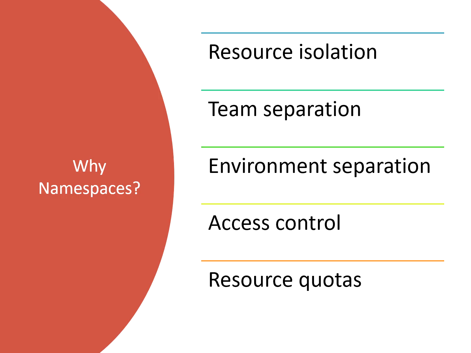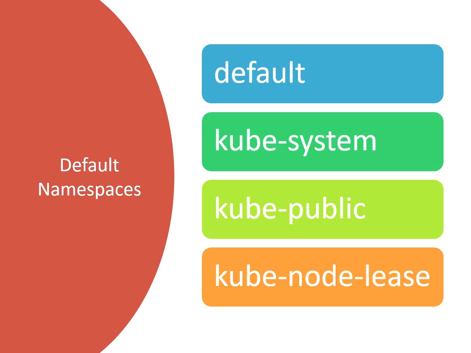So why do we need it exactly? There are five major reasons. Teams can independently work without affecting each other because they have team separation. Environment separation is there, so development, testing, production can be separated. Access control, RBAC can be introduced. So security wise, it is beneficial. And resource quotas like CPU and memory usage for each team can be allocated. So overall it is a better organization. That's why in every production Kubernetes cluster we are using namespaces.